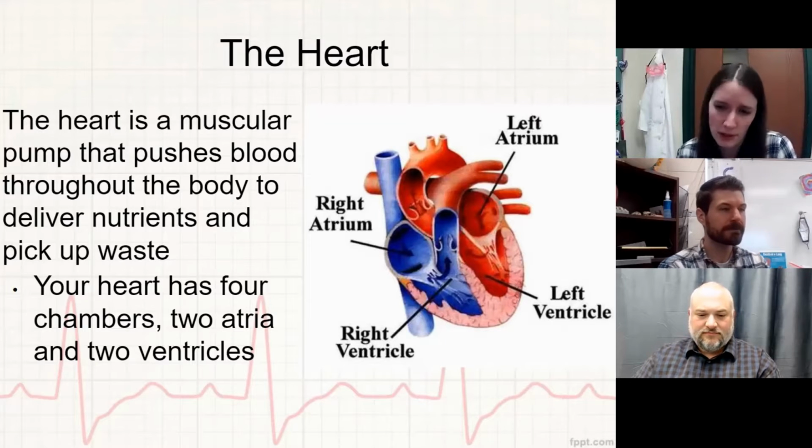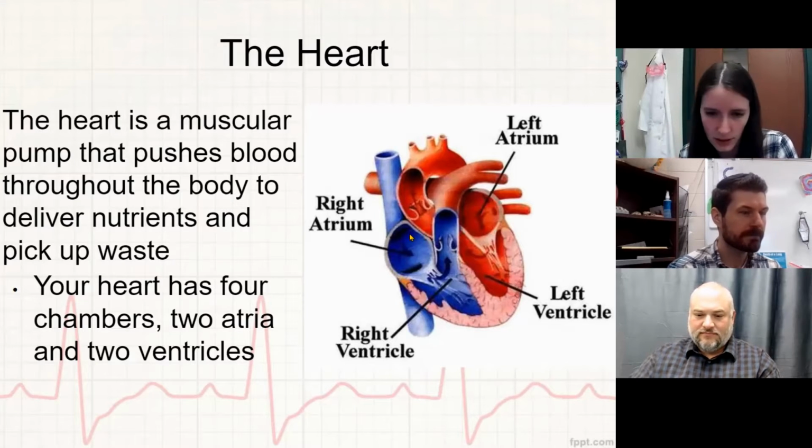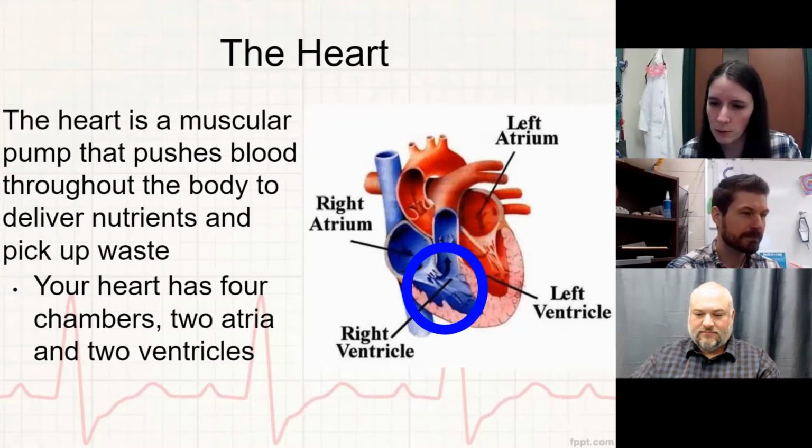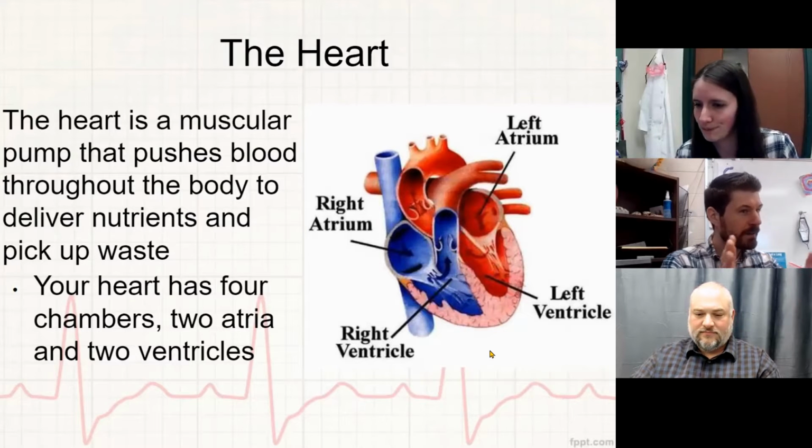You may be familiar with the 4 chambers of the human heart. So we have 2 atria: the right atrium and the left atrium. And the lower 2 chambers are called ventricles. So we have the right and the left ventricle.